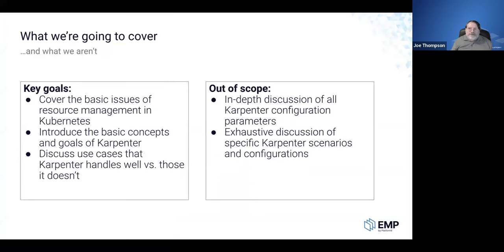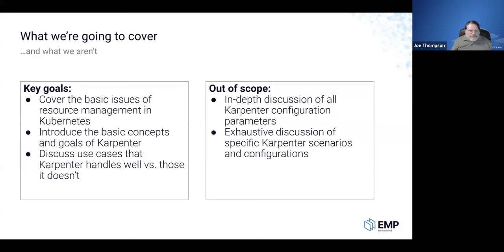Then we're going to introduce some basic concepts and goals of Karpenter. So Karpenter is an autoscaler that was originally written by AWS. It is a public open source project now, but I think AWS is still the main contributor to it. Microsoft actually has their own fork of the project that runs in Azure. So it is, in some sense, cross-cloud at this point.